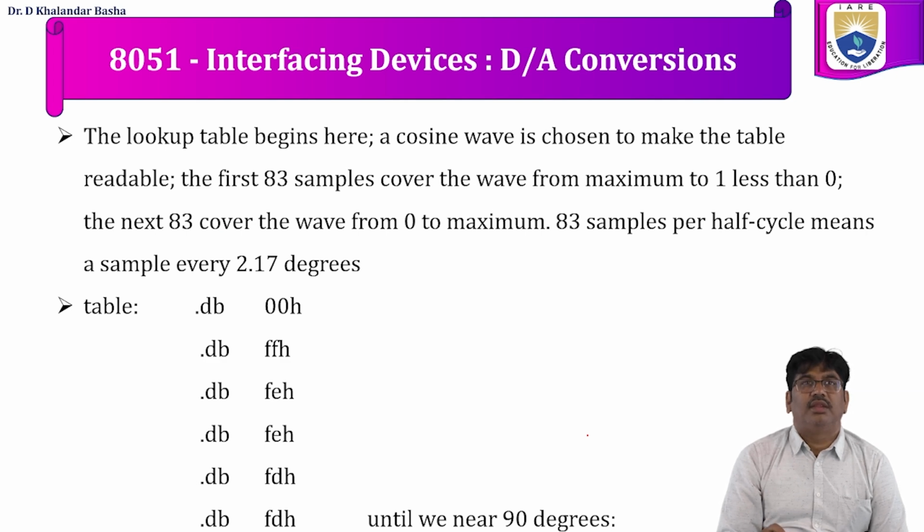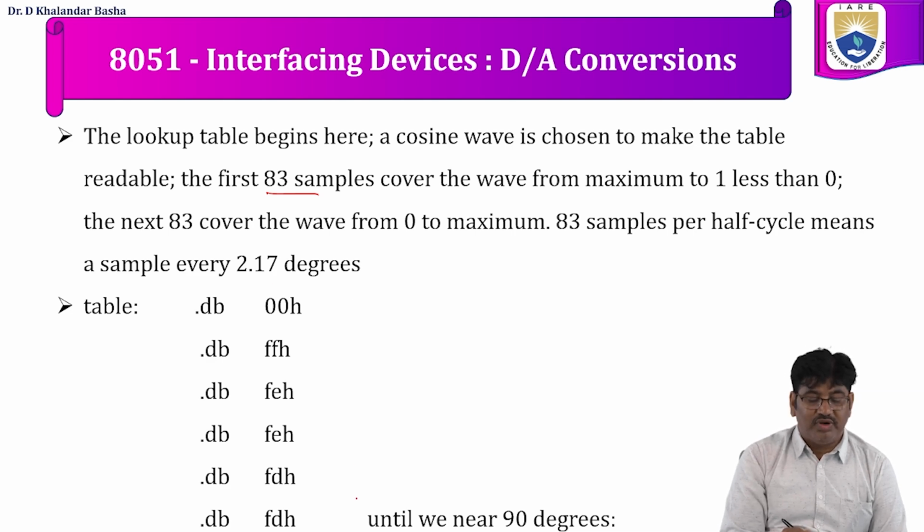Next, the lookup table begins here. A cosine wave is chosen to make the table readable. So the first 83 samples cover the waveform from maximum to 1 less than 0. The next 83 samples cover the waveform from 0 to maximum. So 83 samples per half cycle means a sample every 2.17 degrees.